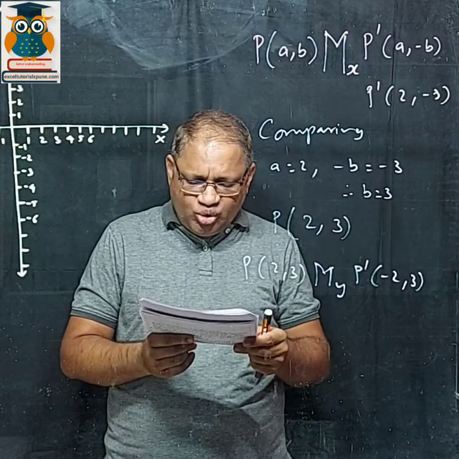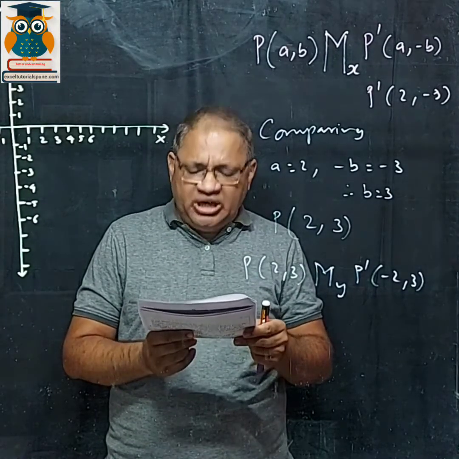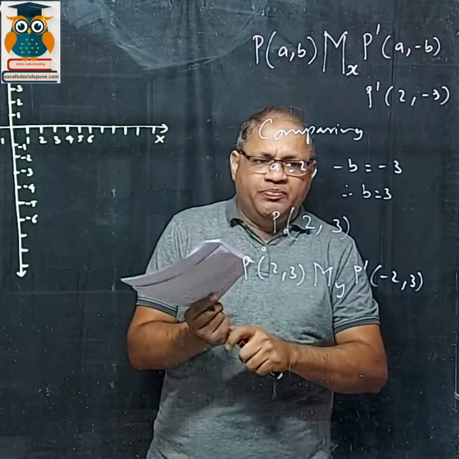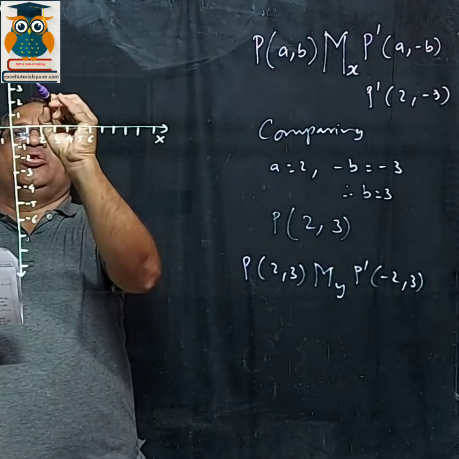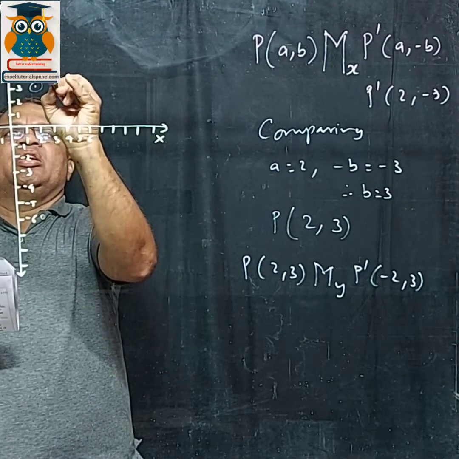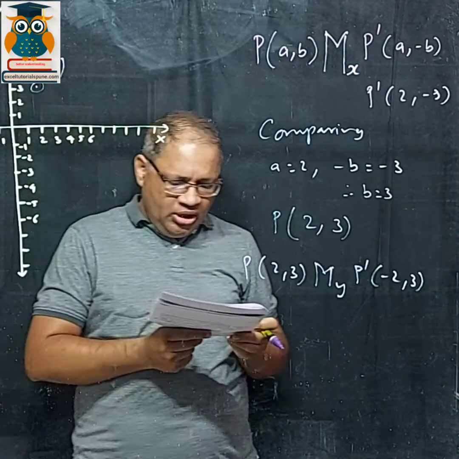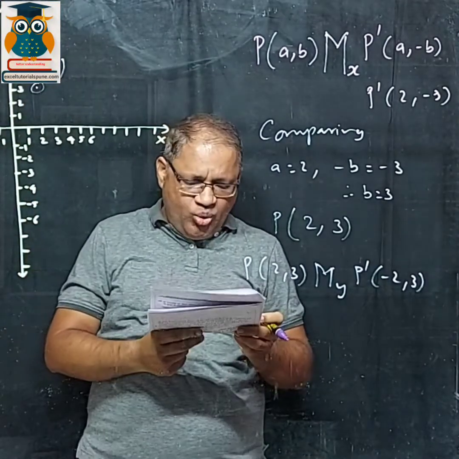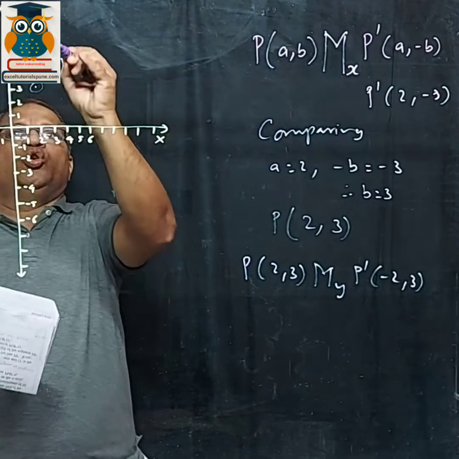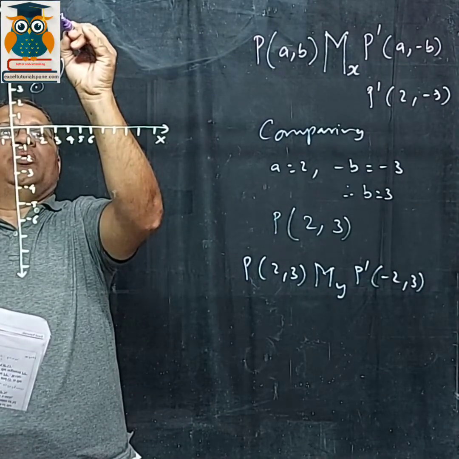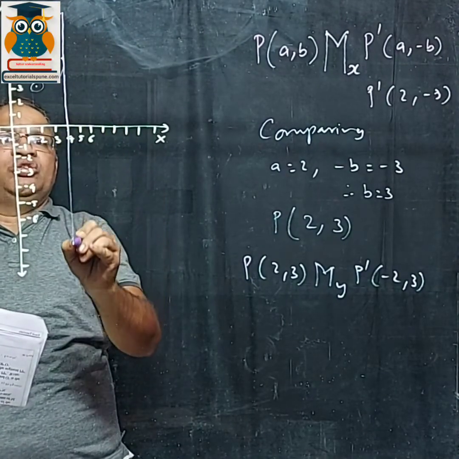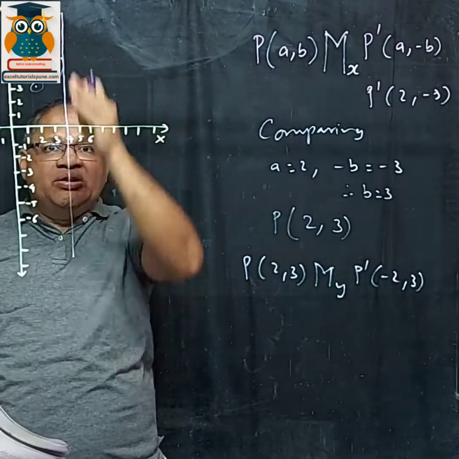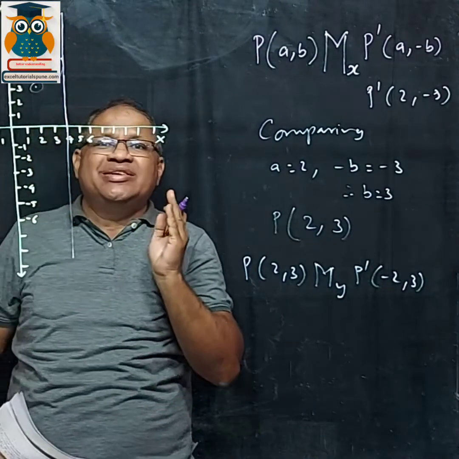So what they have said in this question: find the coordinates of P triple dash when P is reflected in the line. Now P is (2, 3), so 2 and 3 over here. This is your P. It is reflected in the line parallel to the y-axis. This is the y-axis. A line parallel to the y-axis such that x is equal to 4. That means this line over here. It is passing through x is equal to 4, and this point P is reflected in it; this line passing through x is equal to 4 is the mirror.